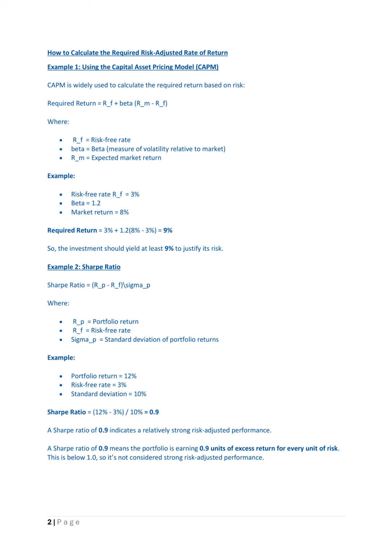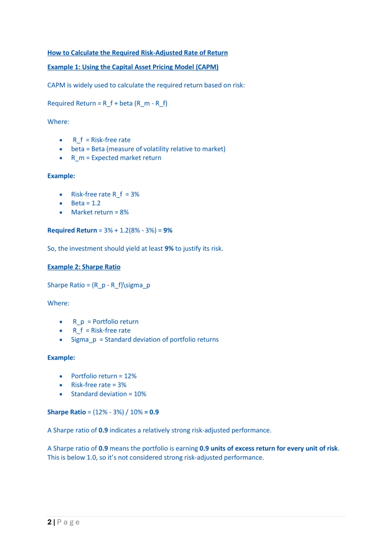To calculate the required risk-adjusted rate of return, one common approach is the Capital Asset Pricing Model, or CAPM, which takes into account the risk-free rate, the investment's beta, and the expected market return. For example, if the risk-free rate is 3%, the beta is 1.2, and the expected market return is 8%, the required return would be 3% plus 1.2 times the difference between 8% and 3%, coming to 9%. This means the investment should generate at least a 9% return to justify its risk.